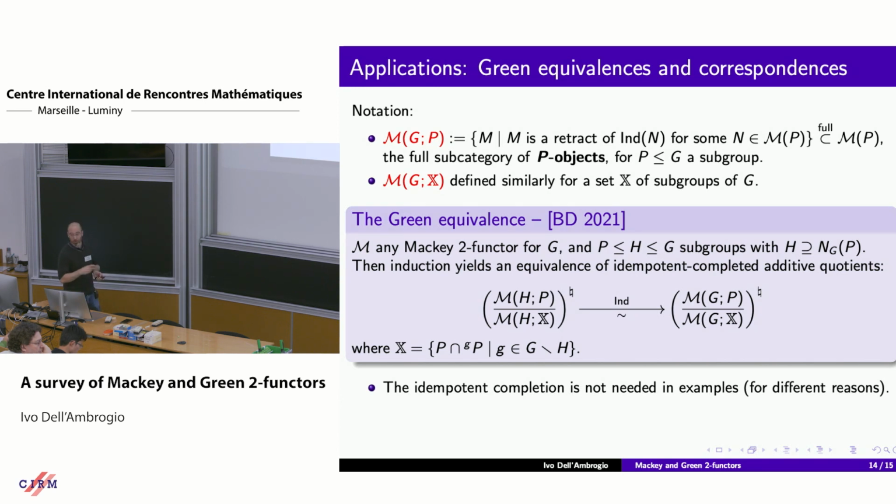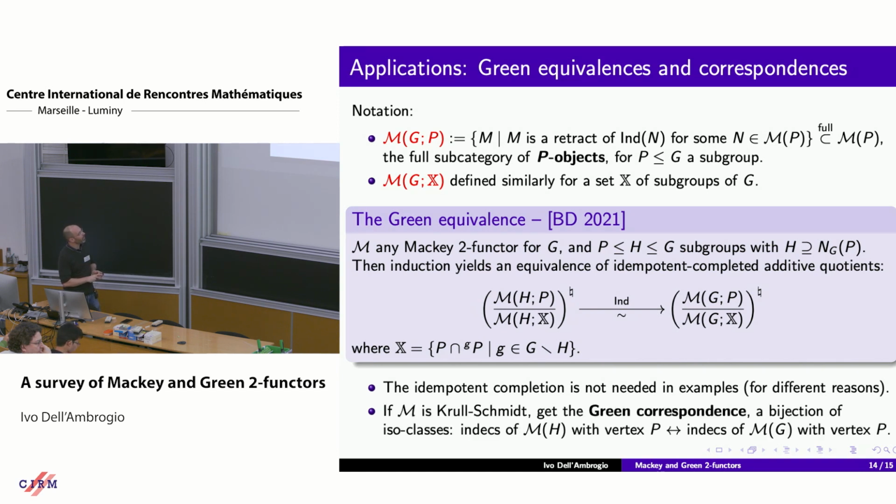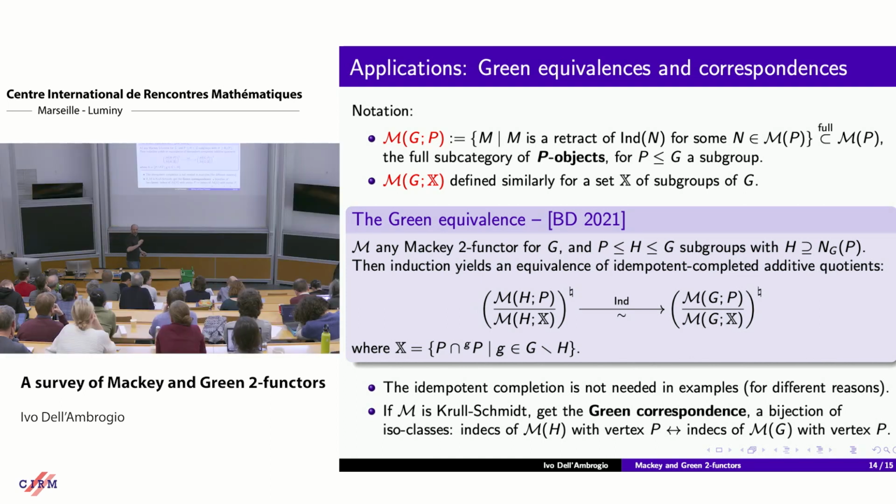And in fact, it's also used for something even stronger, namely, imagine that M is Krull-Schmidt. So each of the categories M of G, M of H, and so on, satisfies the Krull-Schmidt decomposition property, so you can talk nicely about indecomposables. And you want to classify the indecomposables in M of G.